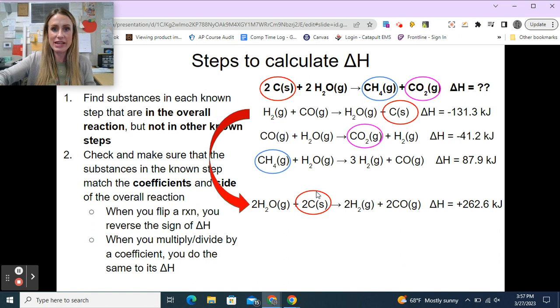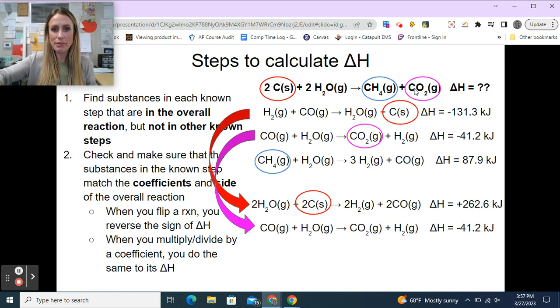Now, for the second one right here, I can see that this carbon dioxide is exactly where I want it to be. I want it to be in the products. I also want it to have a coefficient of 1, so I'm good. It's exactly where I want it to be. That delta H is going to stay the same at negative 41.2 kilojoules.